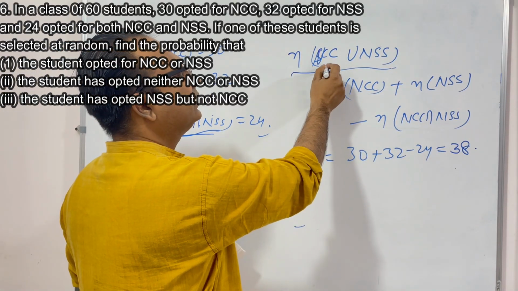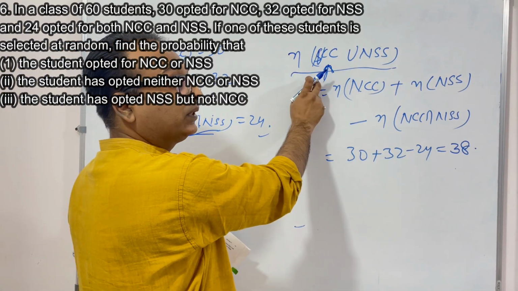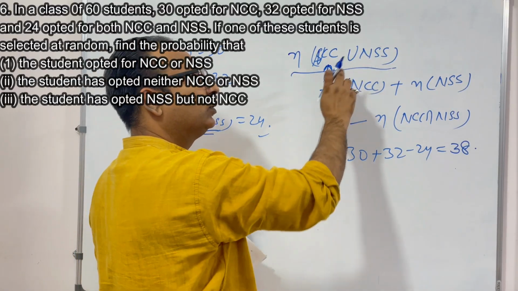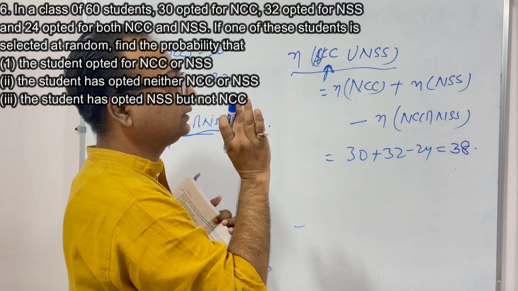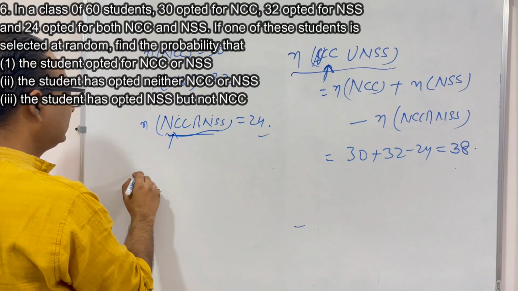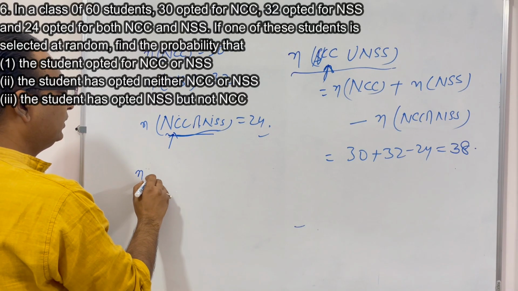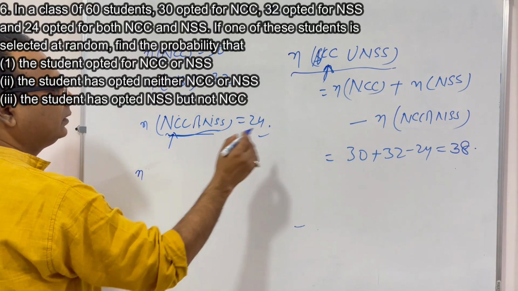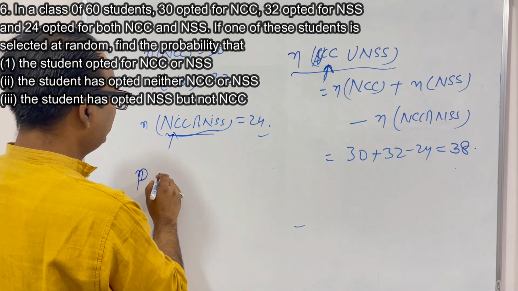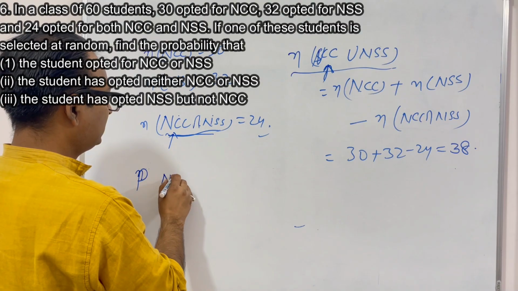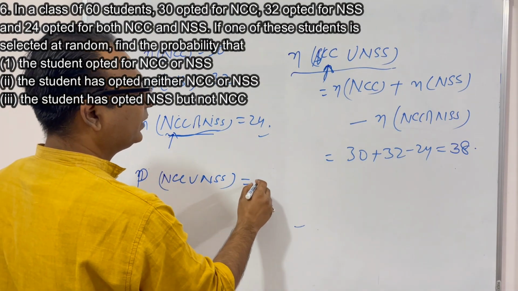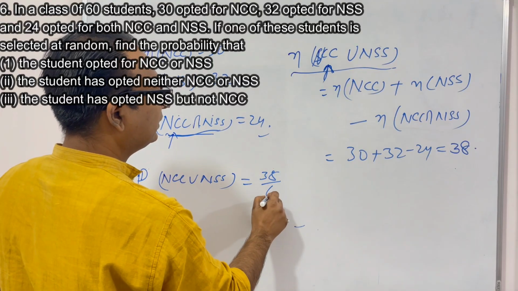That is the complement of this set. What is it? The student is either in this or in this, so at least he is in one of the organizations. So we have to take the complement of this. If you have taken probability, we have the probability of union, we just saw N(C) union N(S). What was the value? It was 38 by 60.